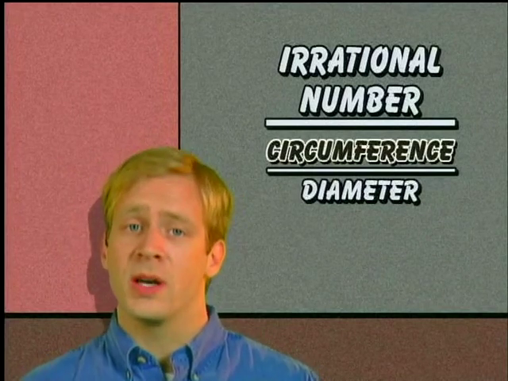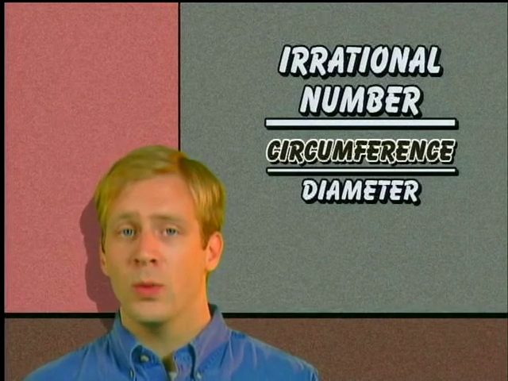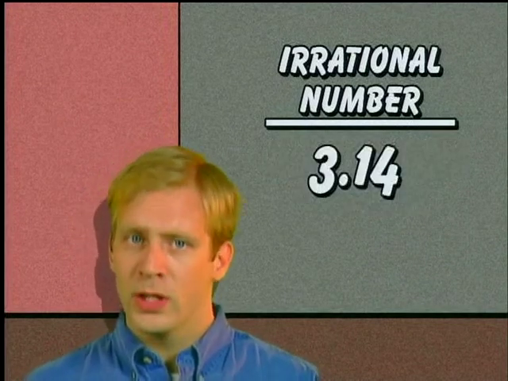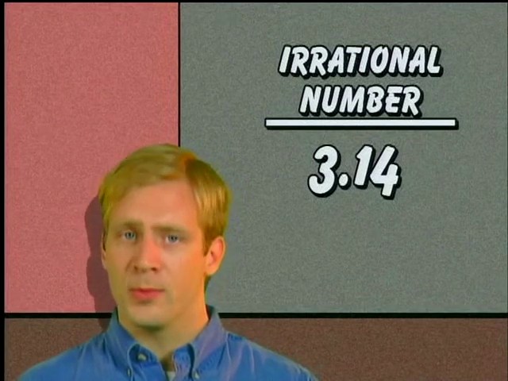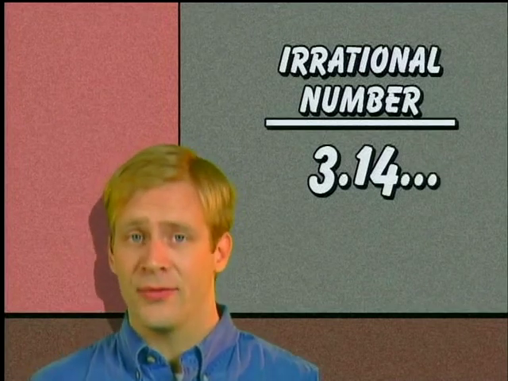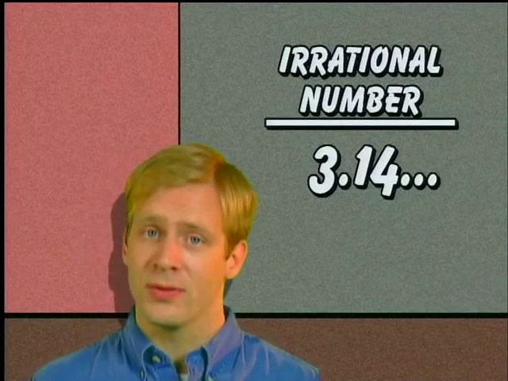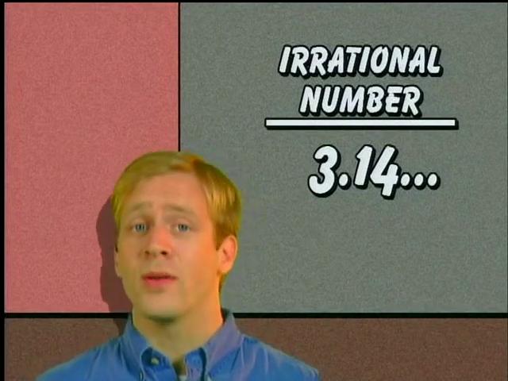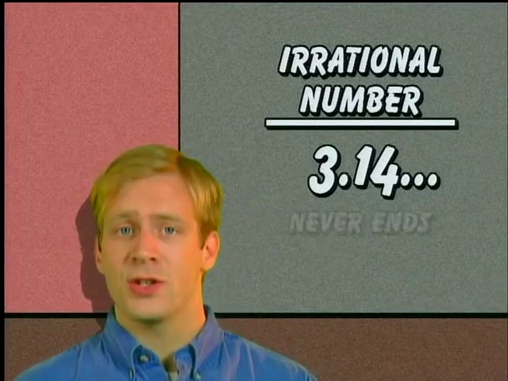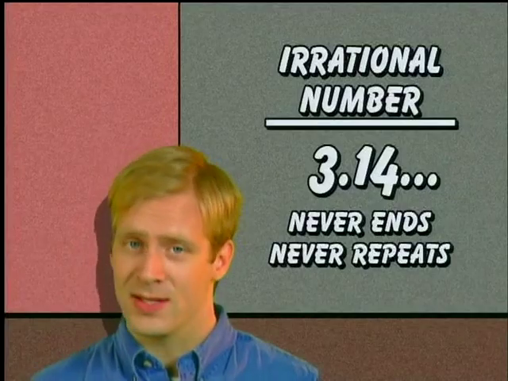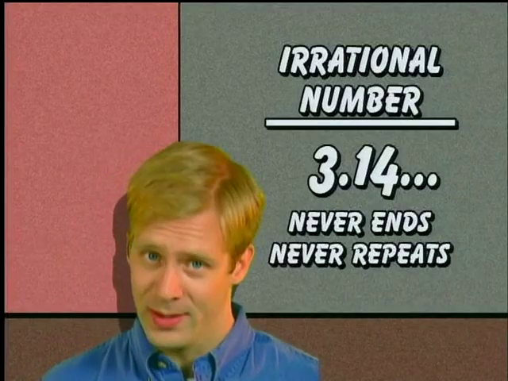What we want to focus on is the numerical expression of pi, which is 3.14. We usually use 3.14 as a value for pi, but this is actually rounded off. Pi really goes on and on forever. We just round it off to 3.14. Its decimal representation never ends and it never repeats. That's why it's an irrational number.